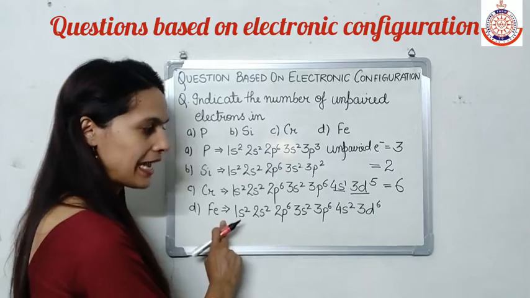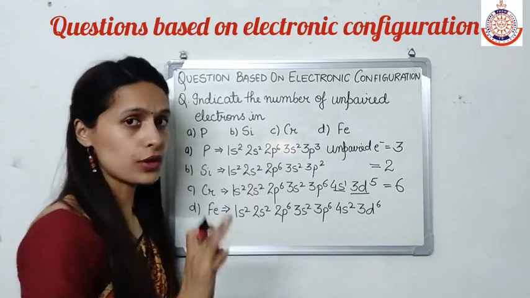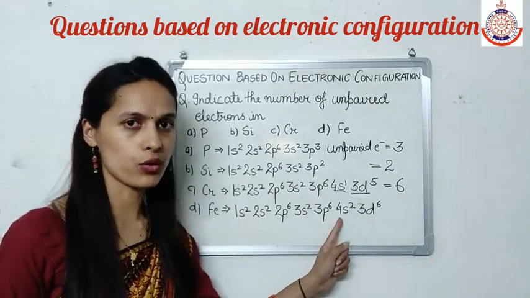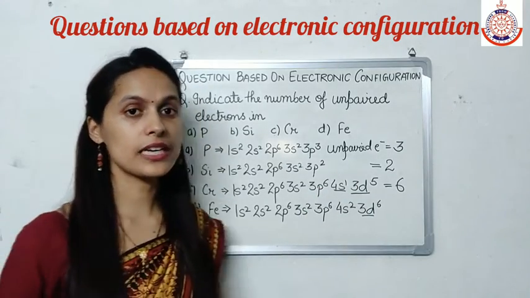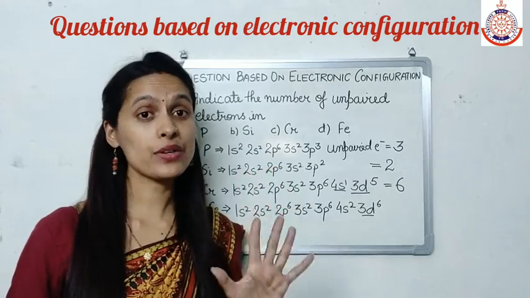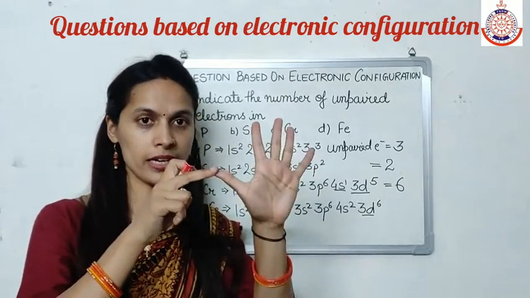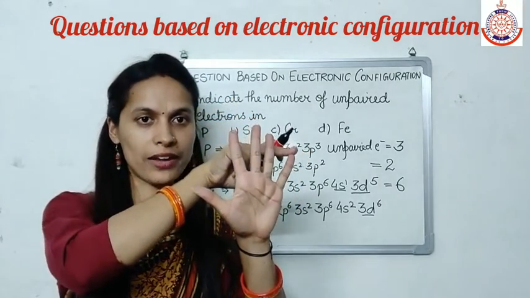If we talk about iron, 4s is fully filled. Now we don't have to see the 4s. We'll see 3d. Now if we see 3d, in 3d we have 5 orbitals and we have 6 electrons. So 1, 2, 3, 4, 5.